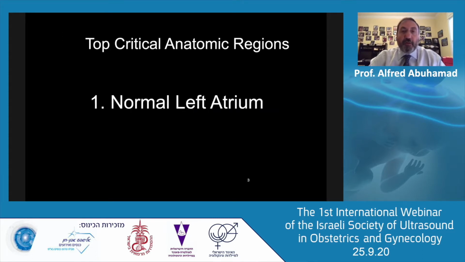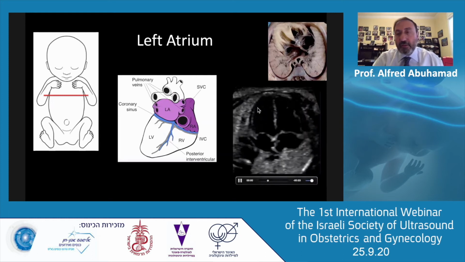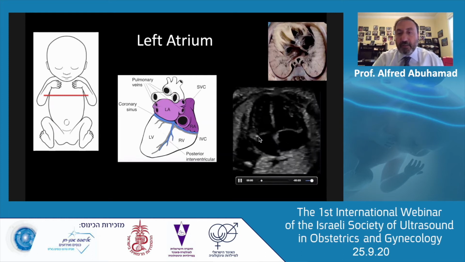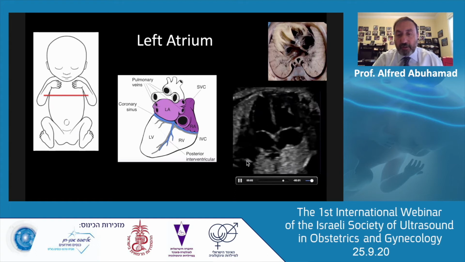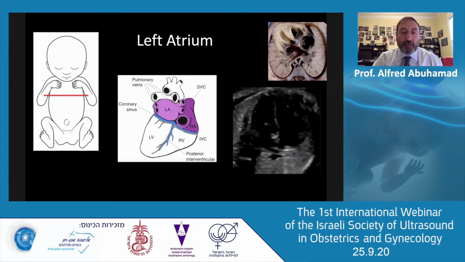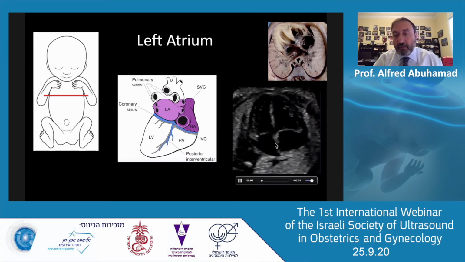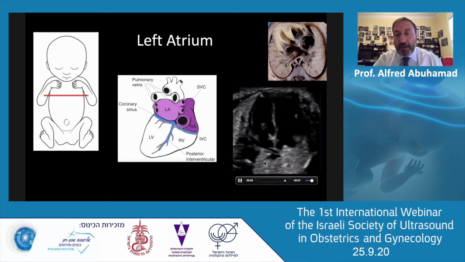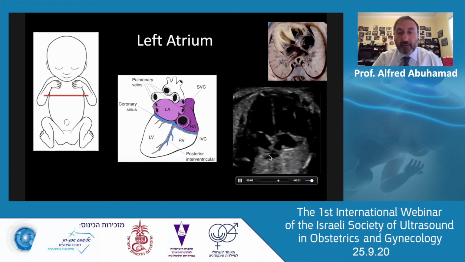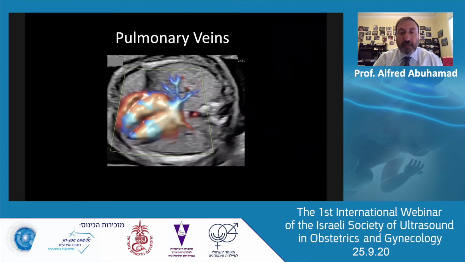So the first important anatomic region is the normal left atrium. If you look at the 4-chamber view, you see that the left atrium is the most posterior chamber, sits right over the spine, and receives the 4 pulmonary veins, 2 superior and 2 inferior pulmonary veins. And this anatomic region right here, the left atrium and the area behind it, is very critical in the evaluation of the 4-chamber view. At the level of the 4-chamber view, you see the 2 inferior pulmonary veins coming in.